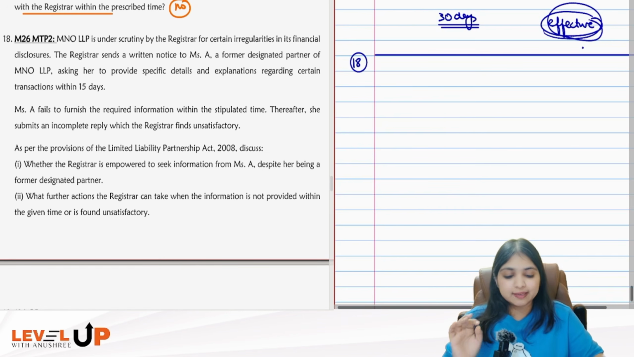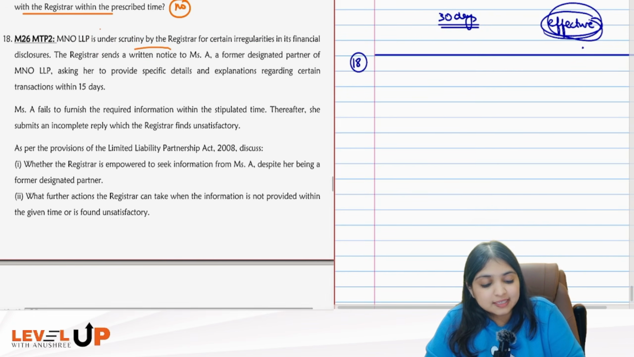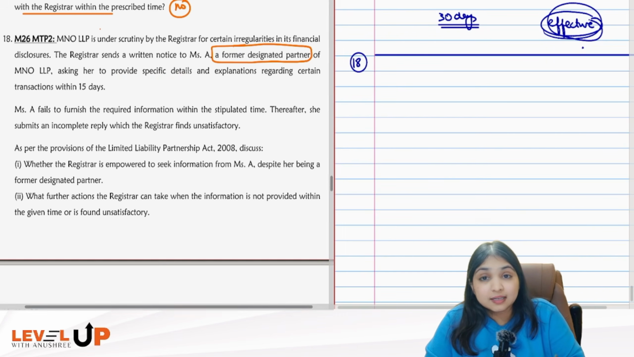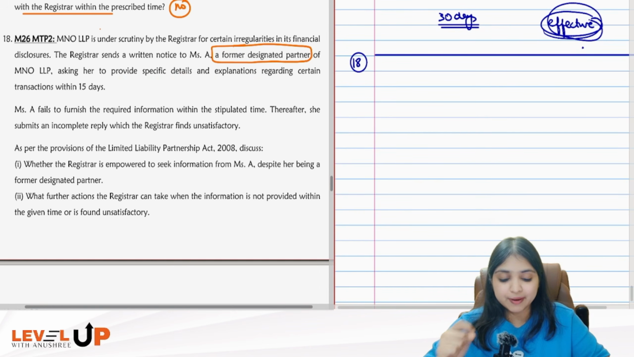One more question on LLP Act. MNO LLP is under scrutiny by the registrar for certain irregularities in its financial disclosures. Registrar sends a written notice to Miss A, former designated partner of MNO LLP, asking her to provide specific details and explanations regarding certain transactions within 15 days. Let me help you understand the provision first. I'll remind you of the provision.